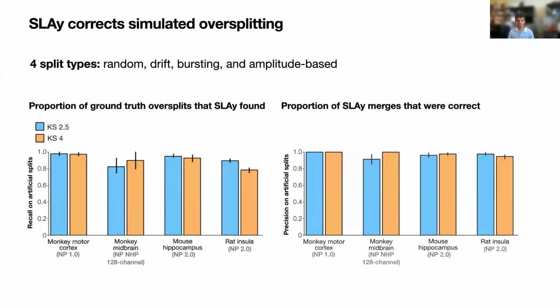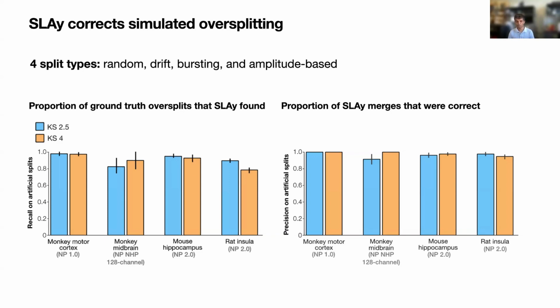First, just so that we had access to ground truth, we introduced some simulated oversplitting into each recording. So we had 4 types of oversplitting: one just randomly assigning the spike times to 2 clusters, one based on drift, so the probability of splitting changed depending on the time of the recording, one based on bursting, so we detected bursting neurons and put the later spikes in each burst into a separate unit, and one based on amplitude, where we split the amplitude distribution and put the lower amplitude spikes into a different unit.